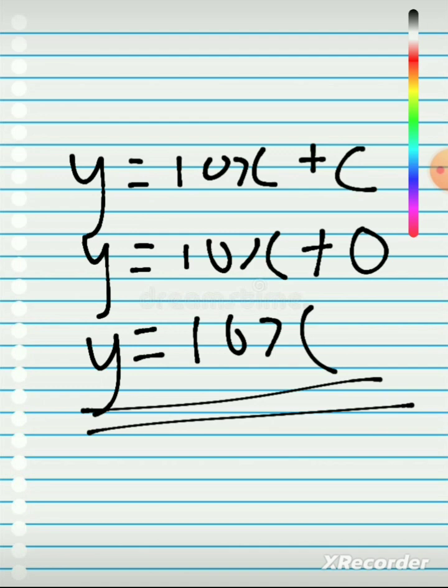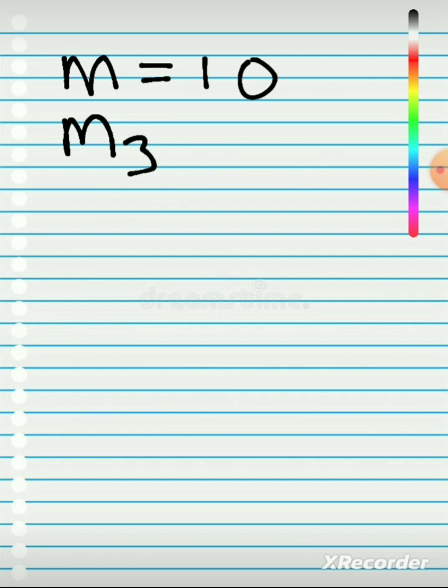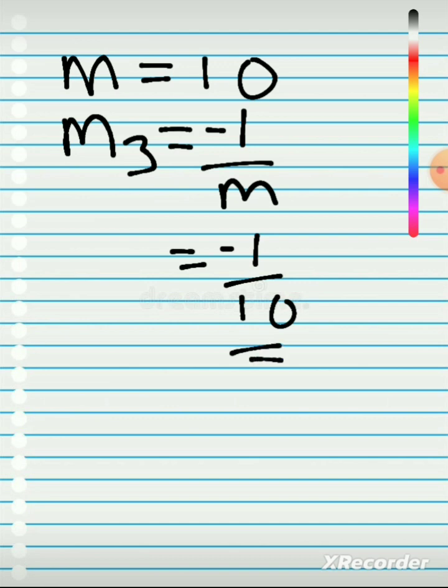We go to F. They want the gradient of the perpendicular line. We know that our line has a gradient of 10. So the gradient of a line perpendicular to our line is -1 over the gradient of our line. This is the relationship. So it's simply -1/10. So that's the answer.